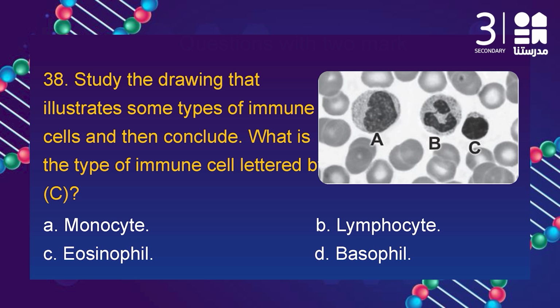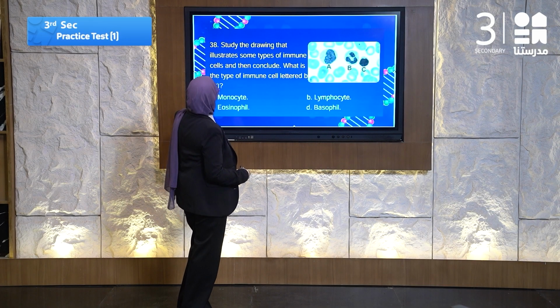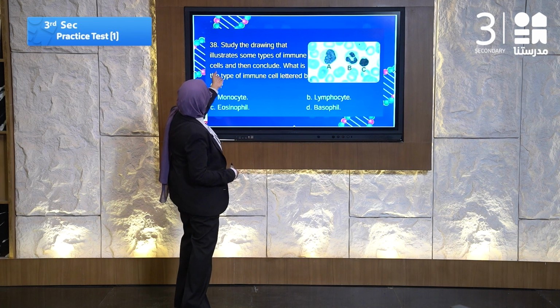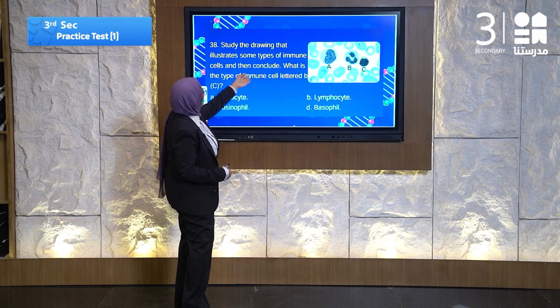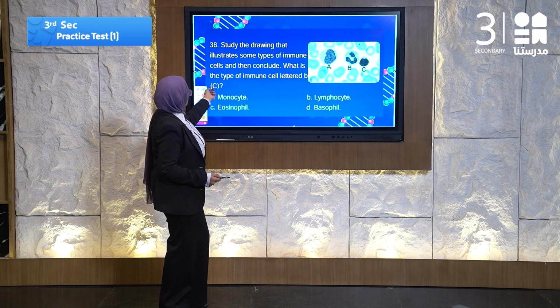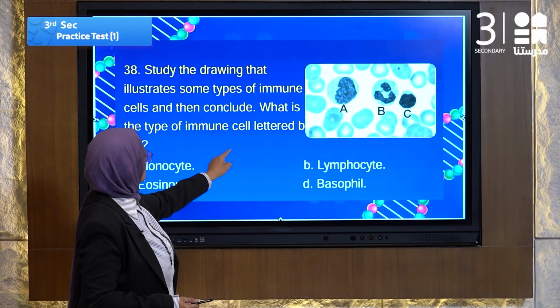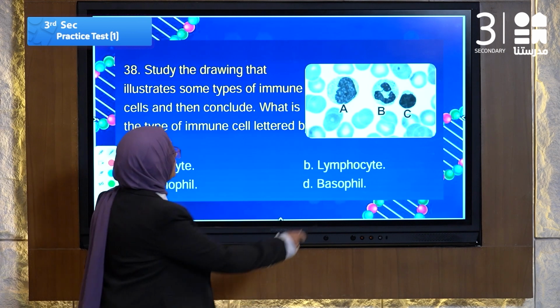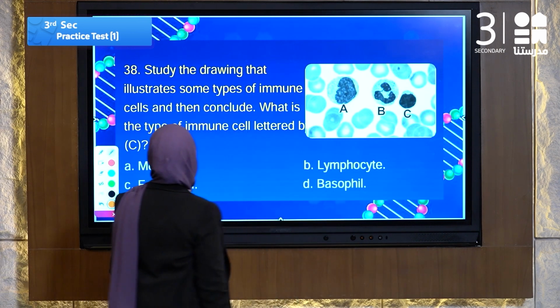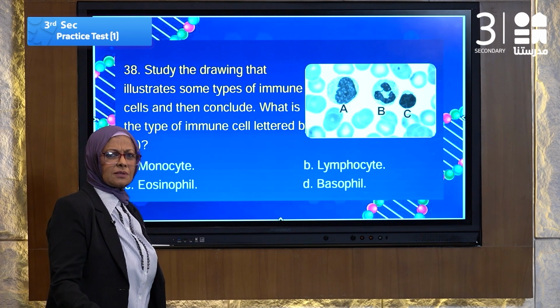38, immunity again. Immunity, what is this? It's a blood cell. Where is it found? Inside the plasma of the blood. Let's read the question. Study the drawing that illustrates subtypes of immune cells, and then conclude. Think. What is the type of immune cell, letter B? Where is it found? Inside the blood.